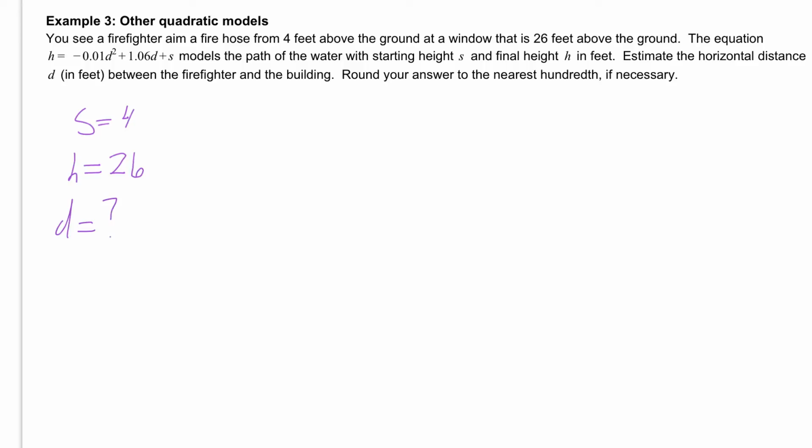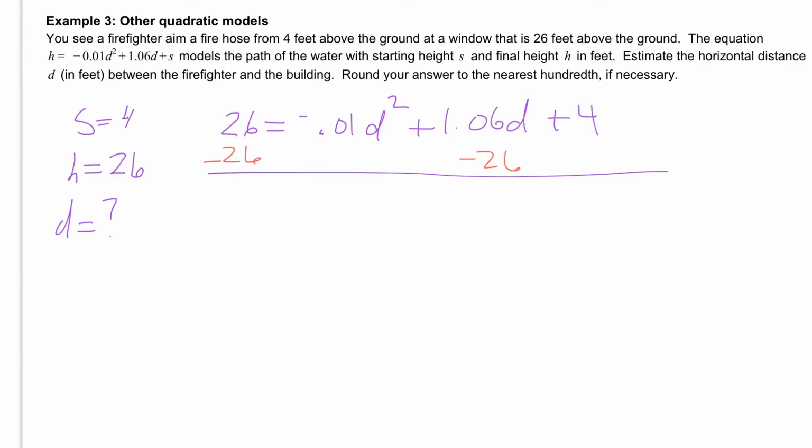Now in order to solve this, let's start by plugging these numbers in. I'm going to put 26 in for h, equal to negative 0.01 d squared plus 1.06 d plus 4. In order to solve a quadratic, we need to make sure that it is set equal to 0. And right now our quadratic is set equal to 26. So before we can get started, we subtract 26 from the left, which means we also subtract 26 from the right. 26 minus 26 is just 0.